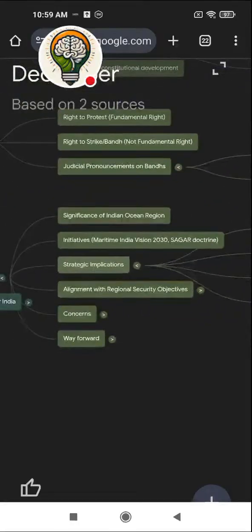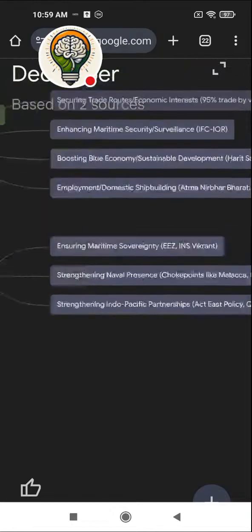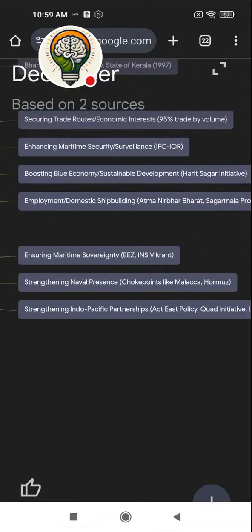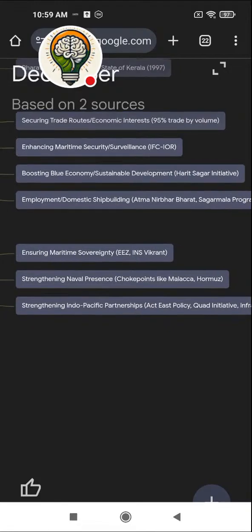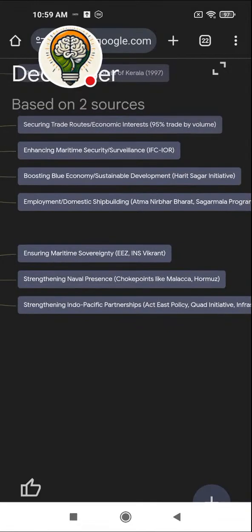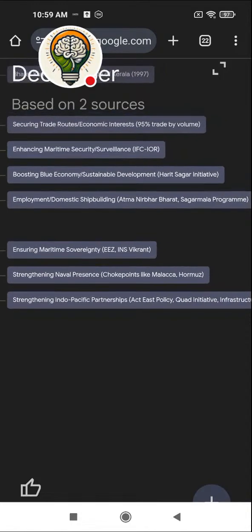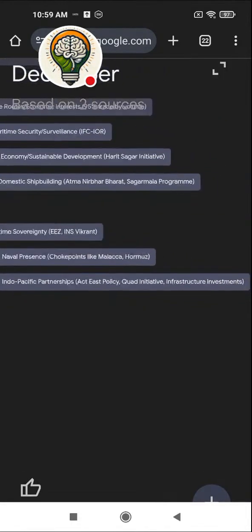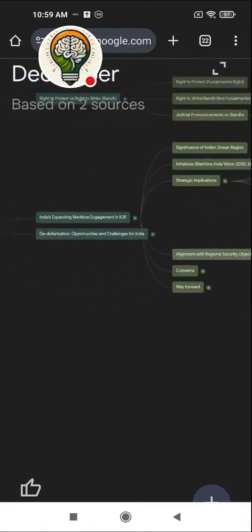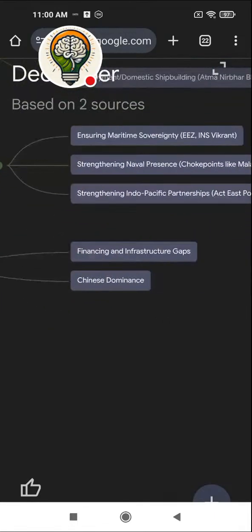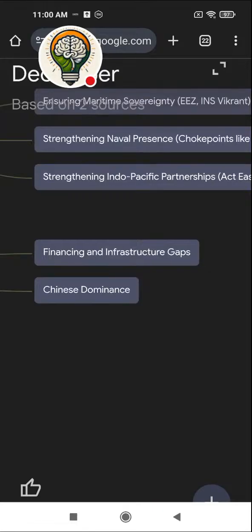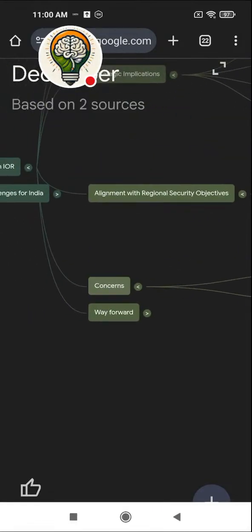Then the alignment with regional security objectives. So ensuring maritime sovereignty, EEZ, INS Vikrant, and strengthening naval presence, chokepoints in Malacca and Hormuz, and strengthening Indo-Pacific partnership, Act East policy, Quad initiative, infrastructure investment. Then comes the concern: the financial and infrastructural gap and Chinese dominance, and the way forward.